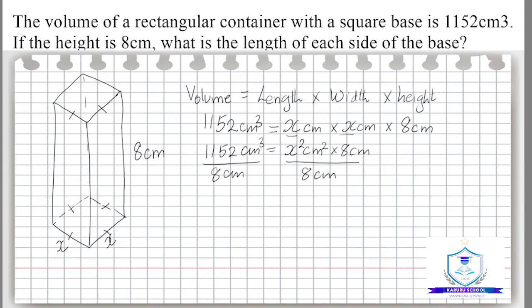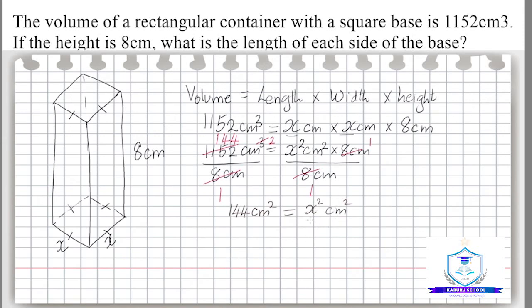So this 8 centimeters will cancel out. 8 divided by 8 we get 1. 1152 divided by 8, we get 144. And then the centimeters cancel, leaving centimeters squared. So in this case, we get 144 centimeters squared equals x squared centimeters squared.